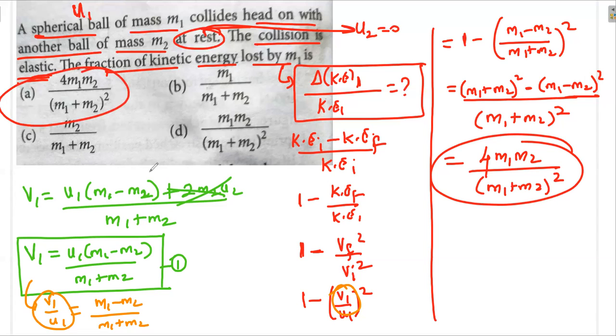I think it is clear. Again, these formulas are in your collision handwritten notes, and how to remember the formula and similar problems we have done in the class.